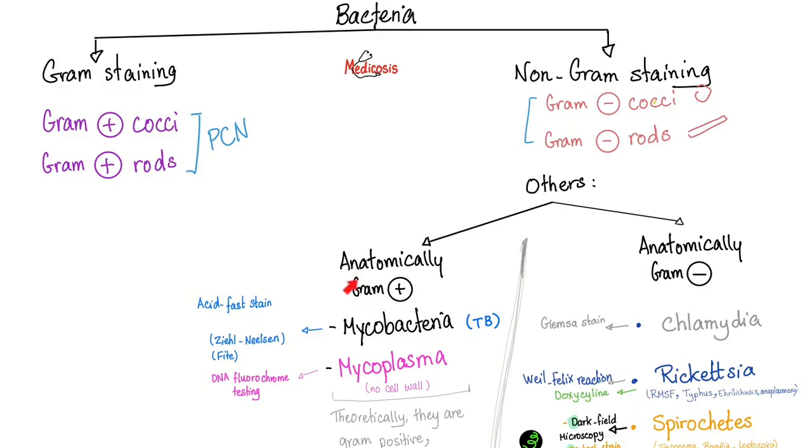Then we have other bacteria. They are anatomically gram-positive, but in reality they do not stain that well with gram. These include the mycobacteria, which does not stain well with gram. That's why we need to rely on the acid-fast stain such as Ziehl-Neelsen. And mycoplasma, this is a weird one because this does not have a cell wall. So of course in the lab it will not retain the gram stain.